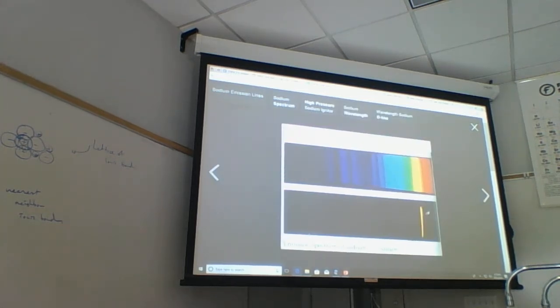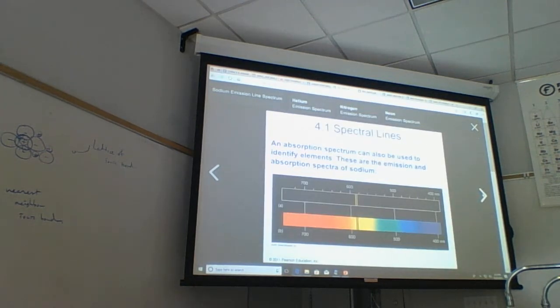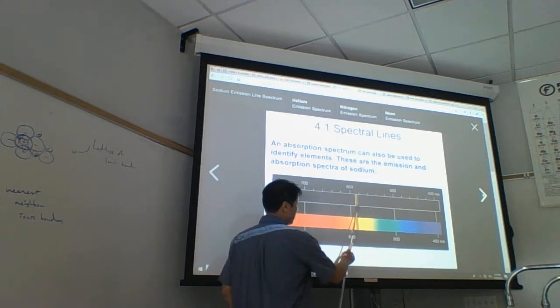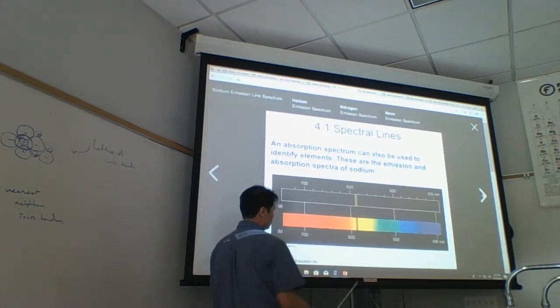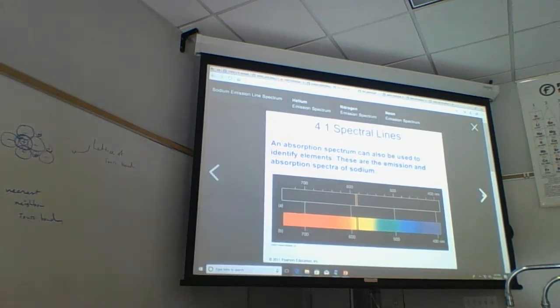You could see yellow in the yellow region of the electromagnetic spectrum here. If we zoom in on that yellow, there are actually two yellow lines, right here, side by side, at a wavelength of roughly 589 nanometers.